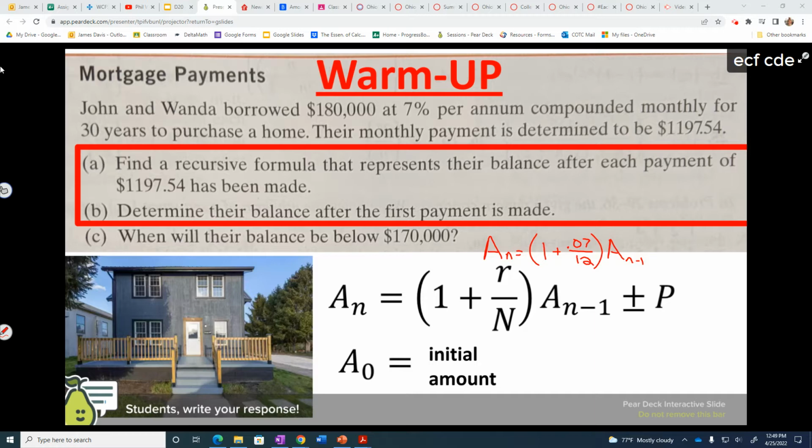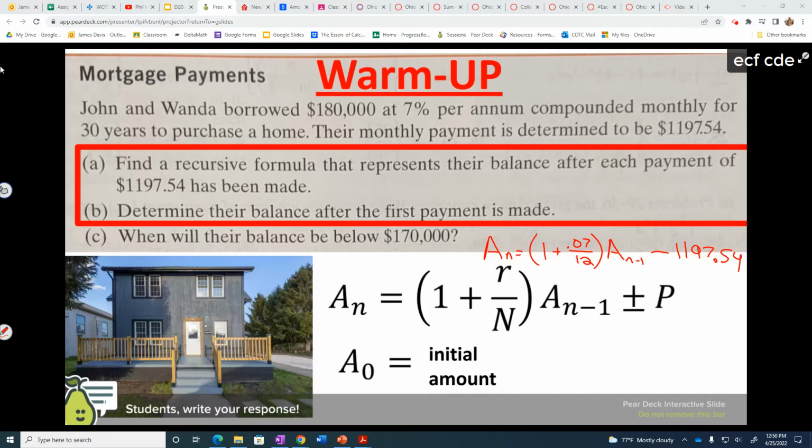Well, we're going to be adding and subtracting payment. Yeah, because we're going to be taking away from the balance, right? So this would be a recursive formula: 1 plus 0.07 over 12 times a sub n minus 1. That just means previous balance, minus each payment.